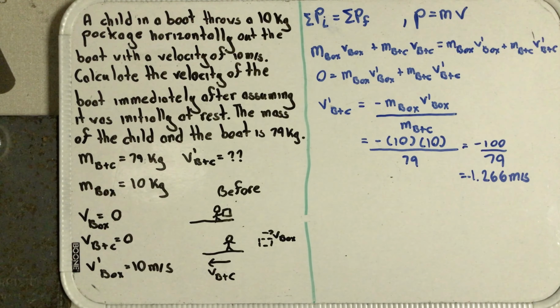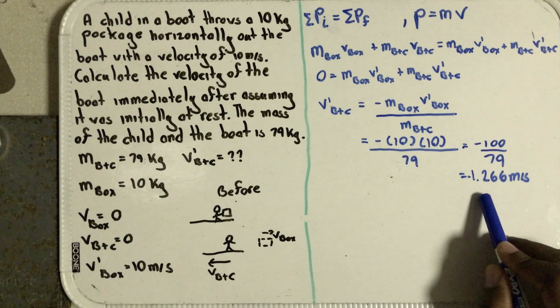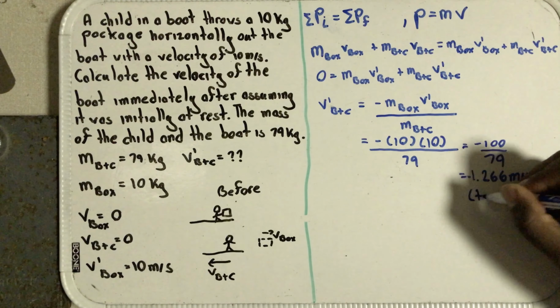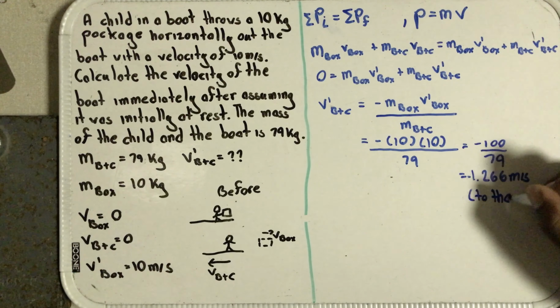Whenever we deal with momentum, we're either going to get signs that are positive or signs that are negative, and all of these have a meaning to it. In this particular case, the 1.266 meters per second is to the left. The magnitude of this velocity is 1.266, but the direction is in the negative direction, or to the left.